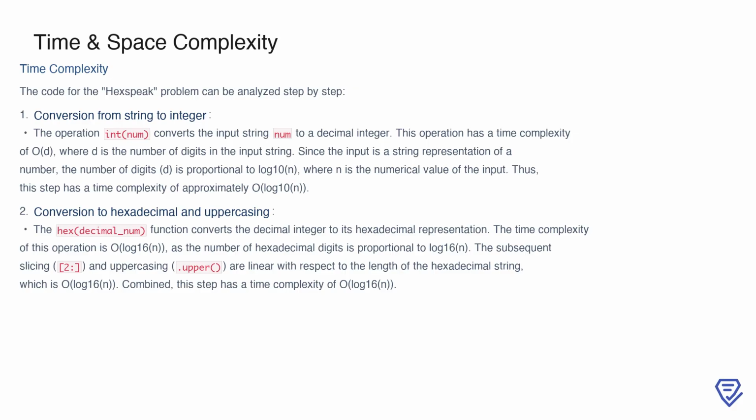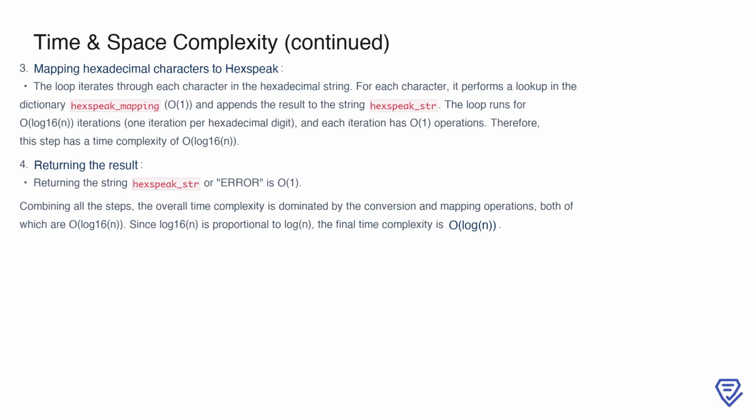Additional operations like string slicing and converting the result to uppercase are linear in relation to the hexadecimal string's length, which is O(log16 n). Therefore, this entire step remains O(log16 n). The next significant operation is mapping the hexadecimal characters to their corresponding Hexspeak values. Here, we iterate through each character of the hexadecimal string, perform a dictionary lookup for the Hexspeak mapping, and append the result to the output string.